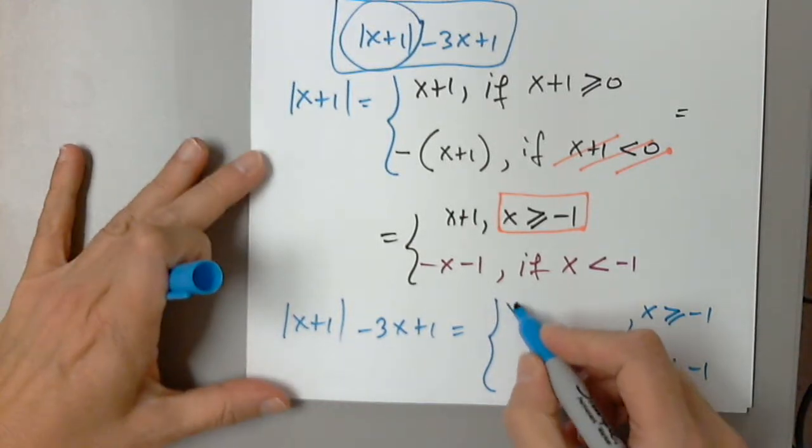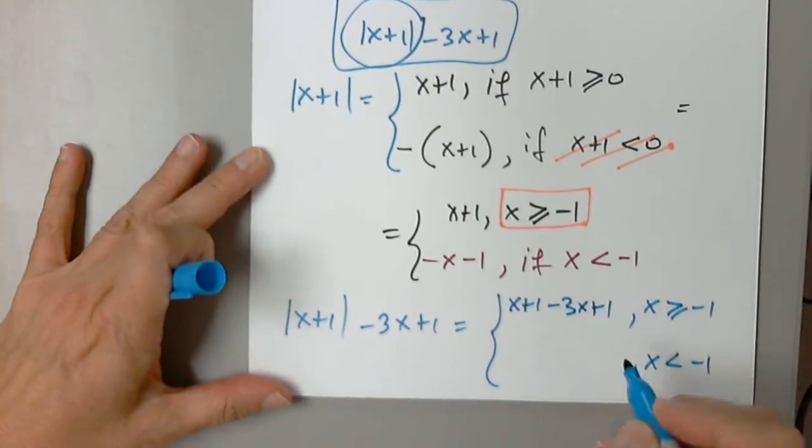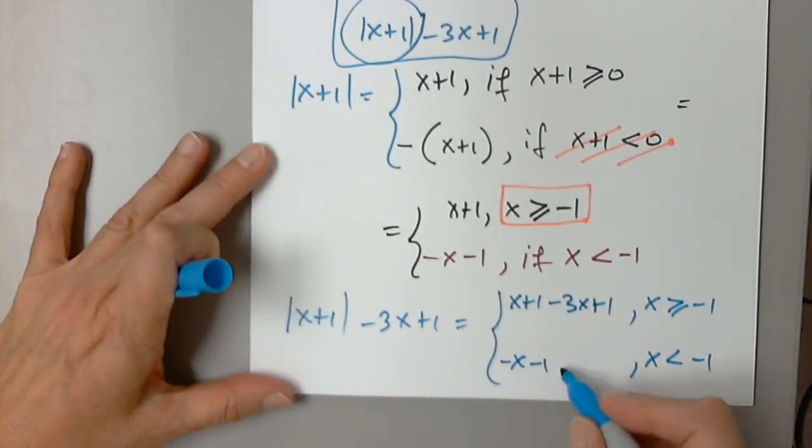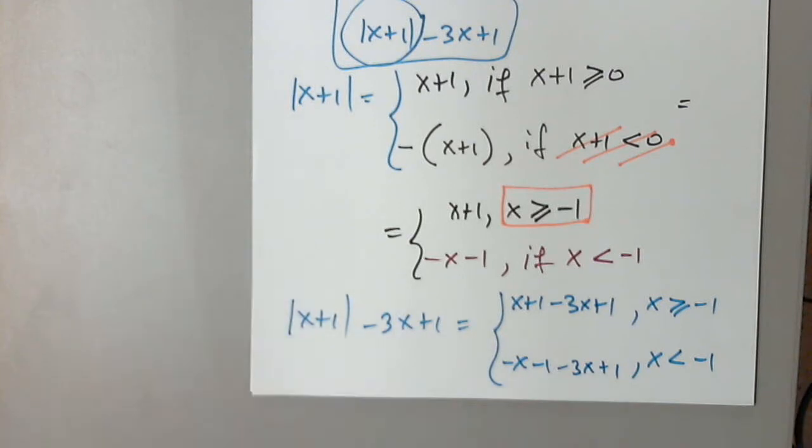So we have x plus 1 minus 3x plus 1, and negative x minus 1 minus 3x plus 1. Of course, it's not done, but it's almost done. We only have to combine our terms, and that's it.